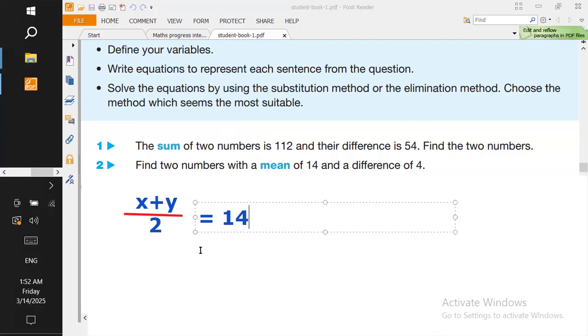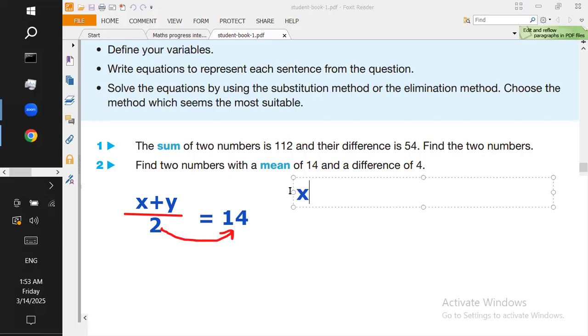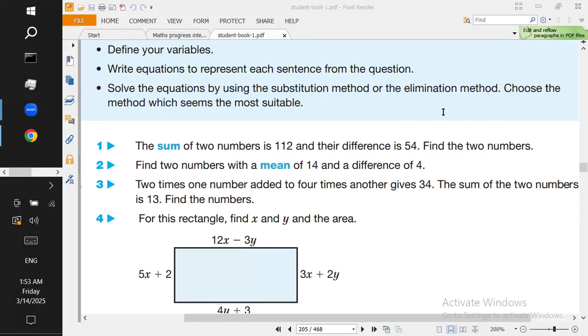equals 14. And now if you want to fix this equation, you have to take the 2 to the other side because it's divided. You have to take it by multiplying over here. So you end up with an equation like this, x plus y equals 2 times 14 equals 28. So this is the first equation. And then a difference of 4. This means that x minus y equals 4. This is the second equation. So you have two simultaneous equations. Now you can solve them using the elimination method. And that's the idea of having problems lead to simultaneous equations and you use them to solve.